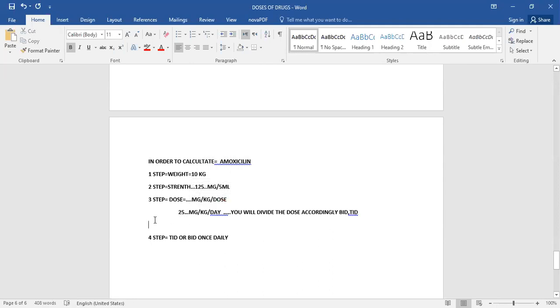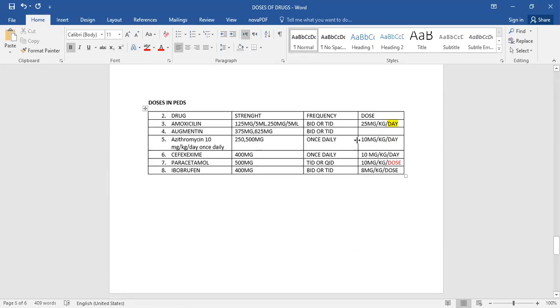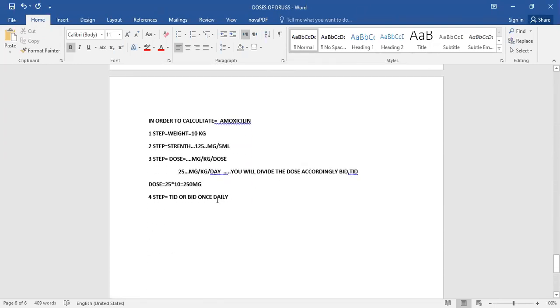Yes, the dose is 25 into 10, which equals 250 milligram. This is the total dose. You calculate this because, as I said in the beginning, this dose is calculated per day. So 25 milligram per kg for the total 10 kg per day. This is the dose of the whole day.